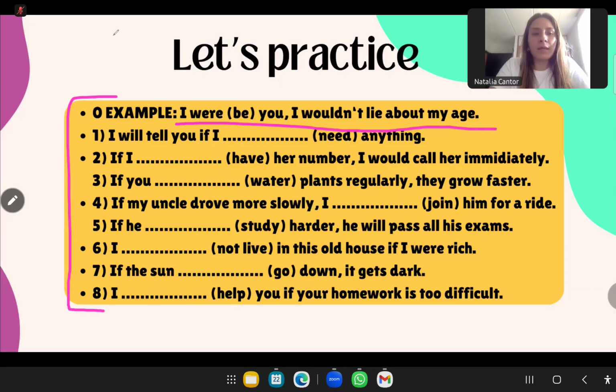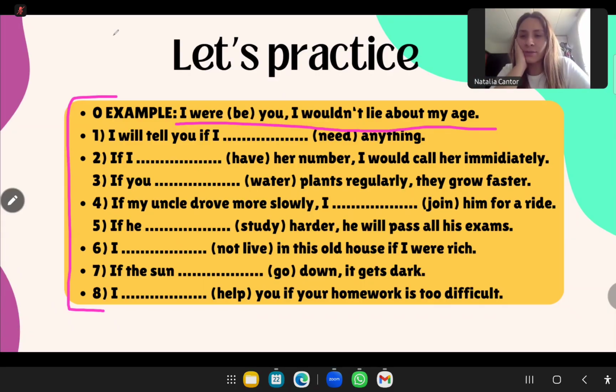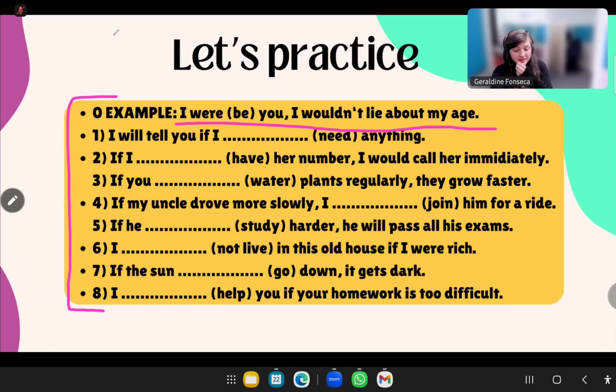I will tell you if you need anything. Yeah, simple present. It's the condition and it's First conditional. Perfect. Okay. Thank you. Esperanza, number 2.